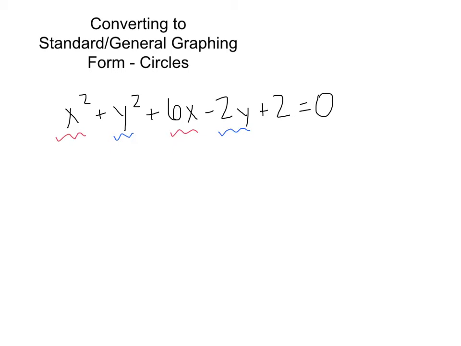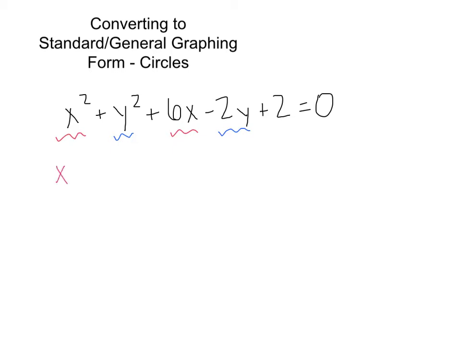So what we want to do is get everything sort of organized. We're going to put all of our x terms together, all of our y terms together, and everything else just goes to the other side of the equation. Then we're going to get ready to complete the square for both of these variables.